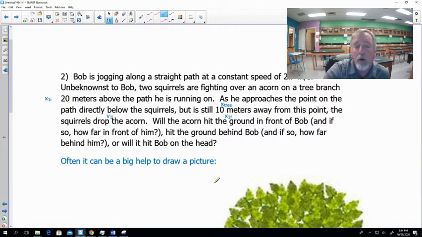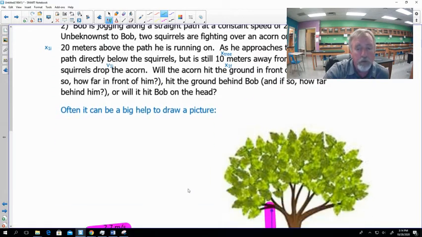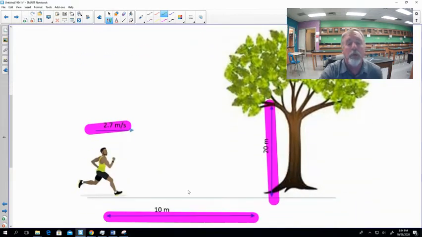So our question now is, will the acorn hit the ground in front of Bob? And if so, how far in front of him? Hit the ground behind Bob? If so, how far behind him? Or will it hit Bob in the head? So like I said here, let's draw the picture and just start labeling what we know in the picture. It's very helpful to get our thoughts organized and keep things straight.